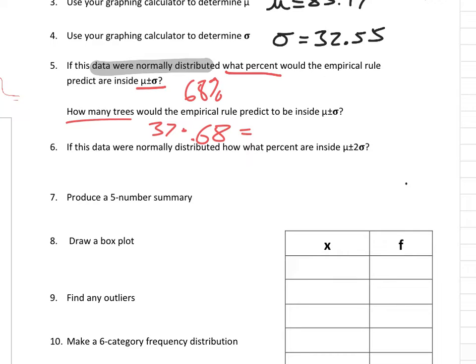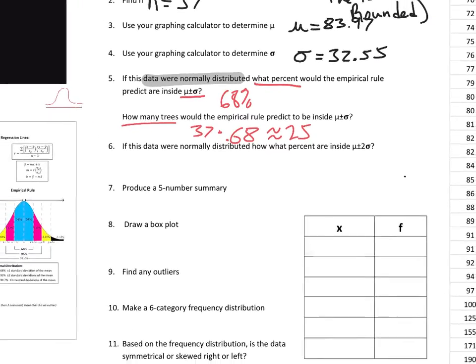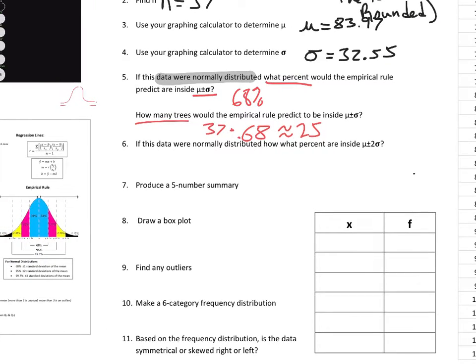And that gives us 25.16. We'll round off to 25 because we're just talking about how many data items. We don't have partial data items. So there should be 25 trees. We can go count and check. We won't right now. So if it was normally distributed, what percent would be inside 2 standard deviations?